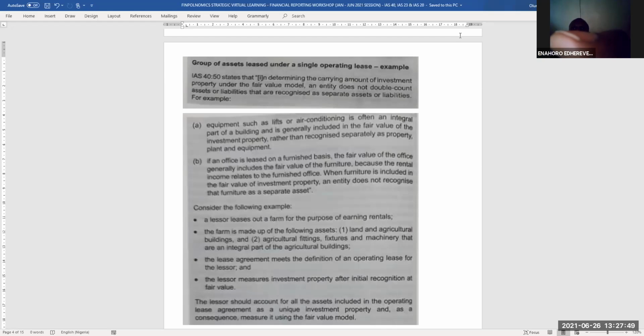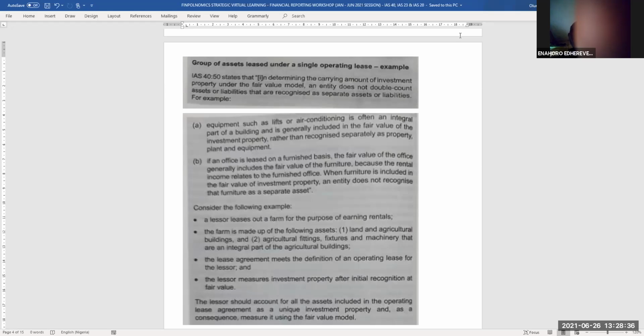Group of assets leased under a single operating lease. Example, IAS 40 section 5 states that in determining the carrying amount of investment property under the fair value model, an entity does not double count assets or liabilities that are recognized as separate assets or liabilities. For example, A, equipment such as lift or air conditioning is often an integral part of a building and is generally included in the fair value of the investment property, rather than recognized separately as property, plant, and equipment.